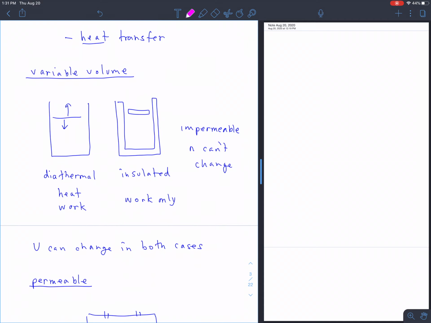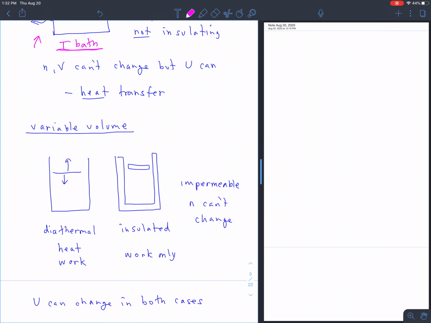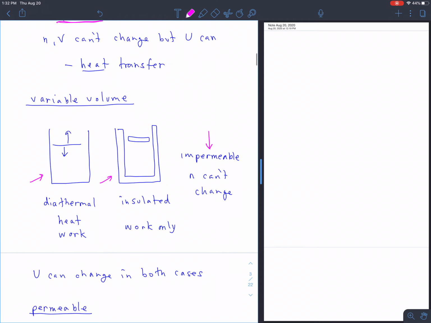Then there are variable volume walls. Now, for the first time, we're talking about cases where the volume can change. Still impermeable, but volume can change. And that can happen either with diathermal walls or with insulated walls. In either case, energy can flow, even with the insulated walls, because when the volume can change, we can do PV work, which means the energy can change as a work transfer. If the walls are diathermal, then you can get heat flows as well.